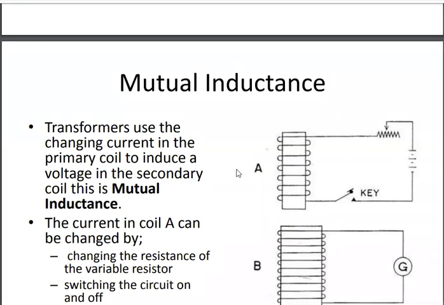A transformer uses changing current in the primary coil to induce a voltage in the secondary coil, and this is nothing but induced current. As there is a current in the secondary coil, it also produces a magnetic field. This is called the induced magnetic field, and this magnetic field will cause a change in flux in the primary coil and hence also induces. So this is called mutual induction.